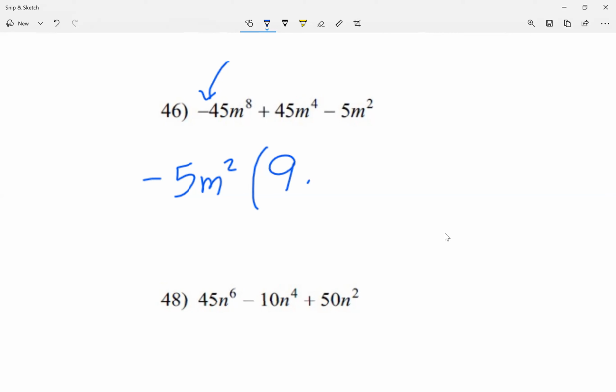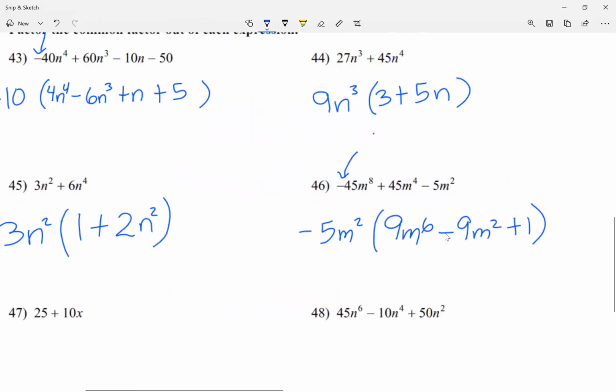Letter-wise, m to the 6. Remember, I subtracted 2 from the exponent. The next term, 45 divided by -5 gives me -9. Letter-wise, m to the second. Lastly, -5 divided by -5 is 1. And then letter-wise, I don't have anything. So my 1, I do have to write it because I don't have letters. Okay, that's it. That's all we do for today.